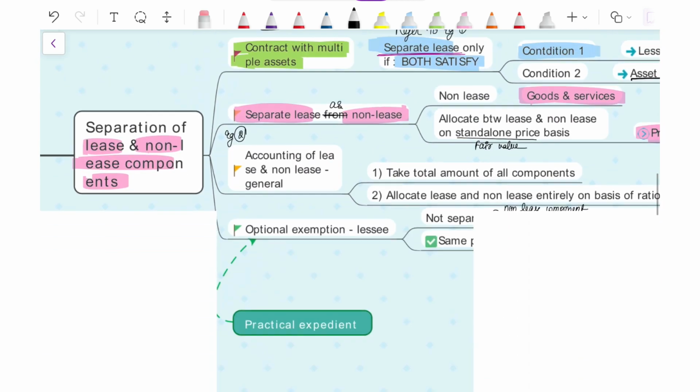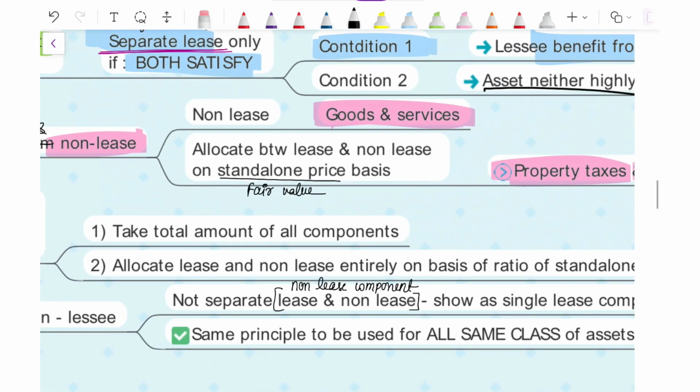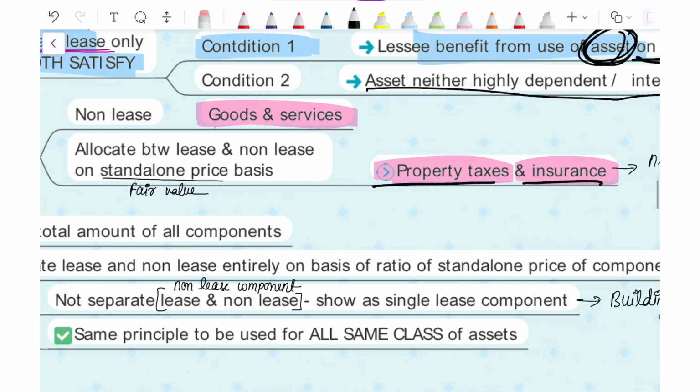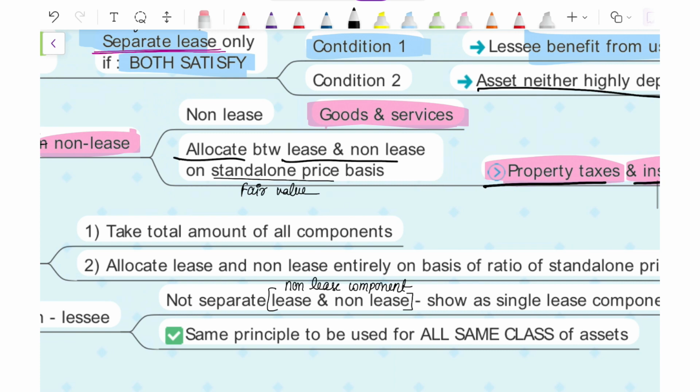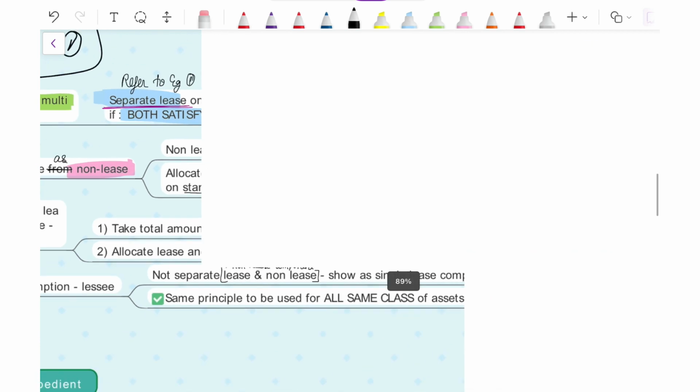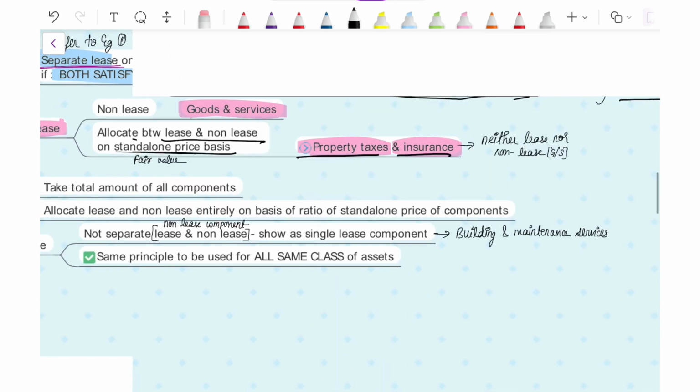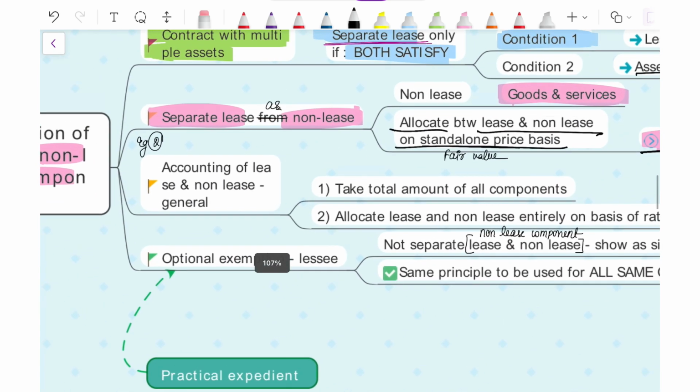Okay, so I hope you understood this. So allocate. If there is something like a property tax and insurance, then in such case you have to allocate it between the lease and the non-lease component on a standalone price basis or on a fair value basis. Yes, I hope you understood this.